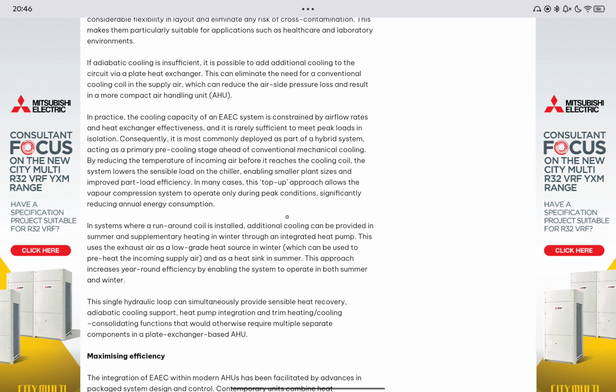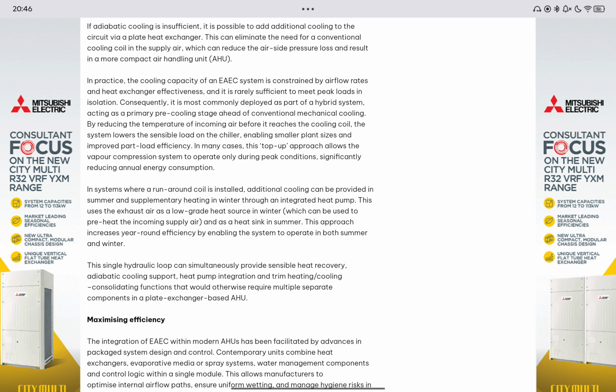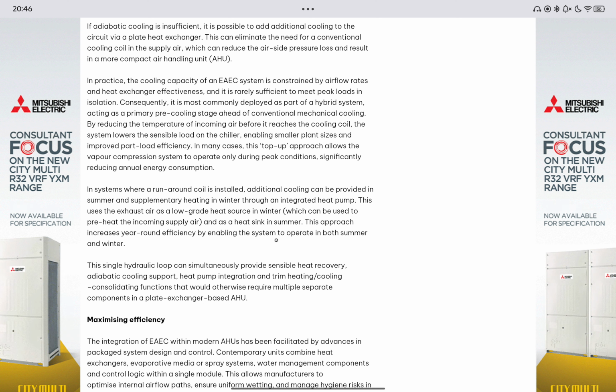In many cases, this top-up approach allows the vapor compression system to operate only during peak conditions, significantly reducing annual energy consumption. In systems where a runaround coil is installed, additional cooling can be provided in summer and supplementary heating in winter through an integrated heat pump.